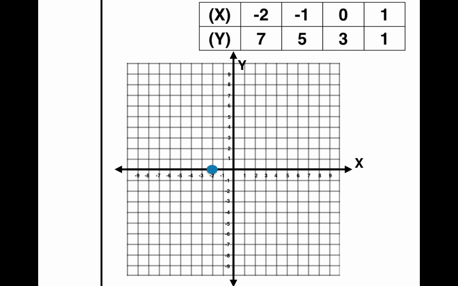So I'll go there first. There's -2 up to 7. Then I'm going to go to -1 up to 5. Then I'm going to go to 0 and 3. And then 1 and 1. And sure enough, if I grab a ruler, these are going to connect and make a line, but what kind of slope are we seeing? Oh, I hope you're noticing it looks like negative slope, not positive slope.